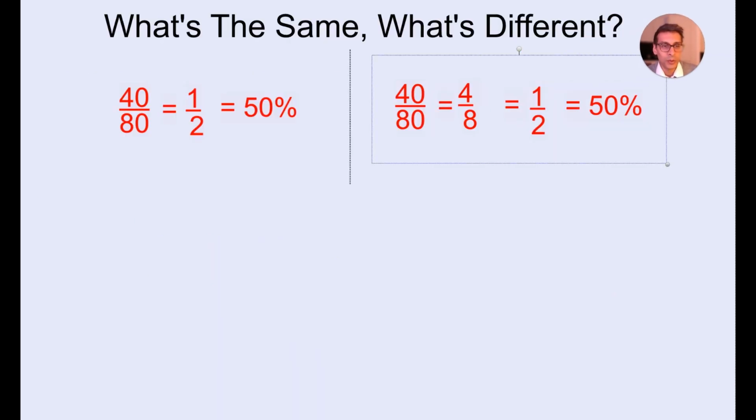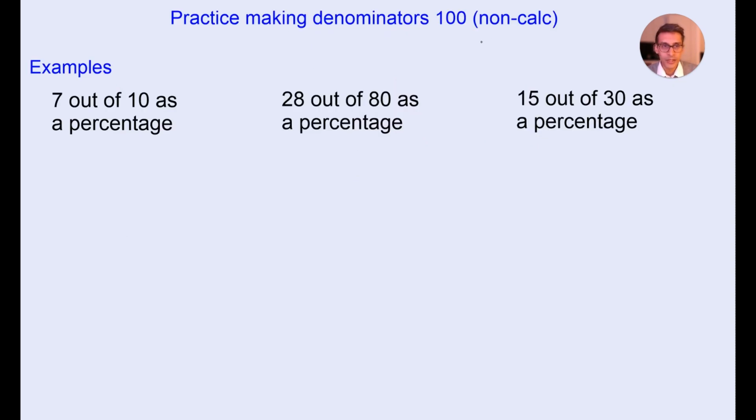Okay, so let's look at another example here. What's the same and what's different with these two examples? I hope you spotted what's the same: we start with 40 over 80, and we finish at 50%. The main difference is that this is simplified in two separate steps. Sometimes with these fractions you might need to do different simplifications in order to get your answer. So let's do some examples of working out a percentage, making denominators 100 to find percentages.